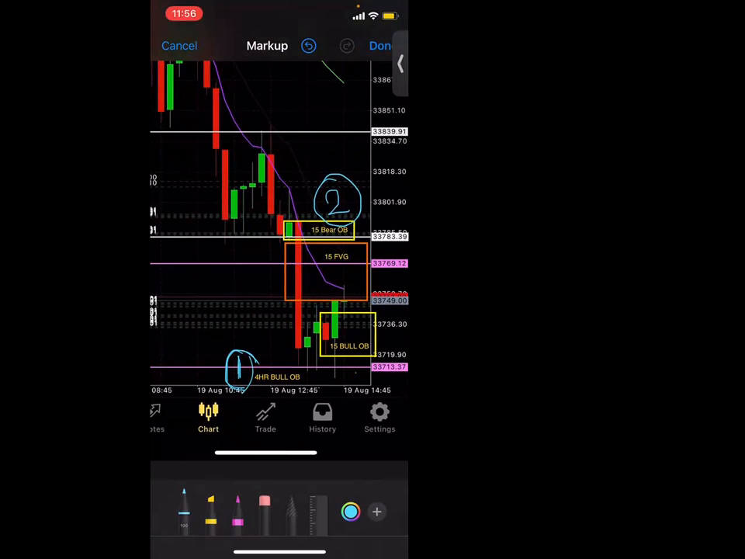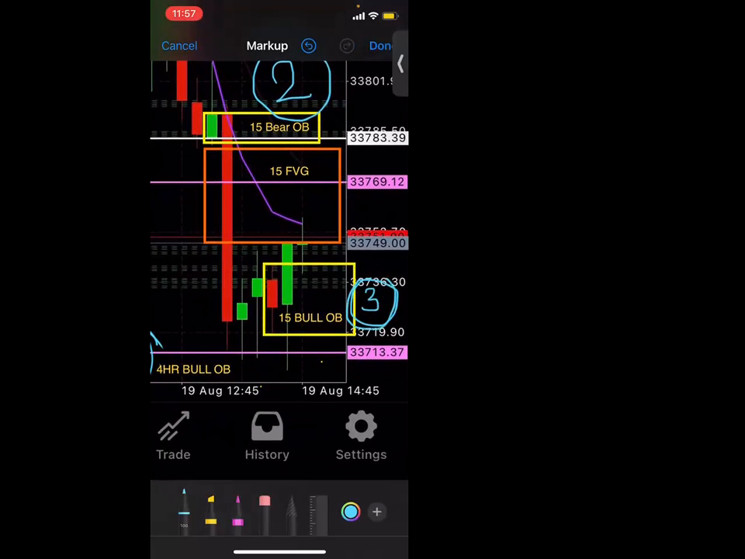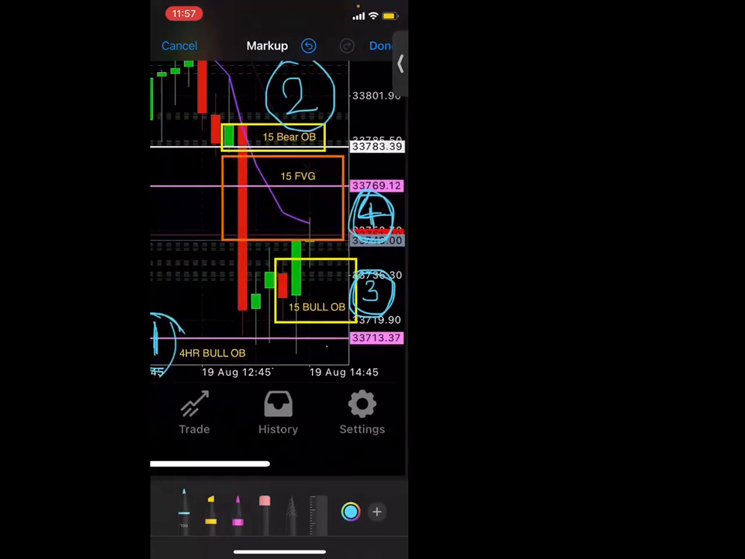we have one, the 4-hour order block, two, the 15-minute bearish order block, you can class 3 as this displacement as well in price. But I class 3 as the 15-minute bullish order block on the lower time frame. So got a 3. And then you've got 4. So 4 is the fair value gap.